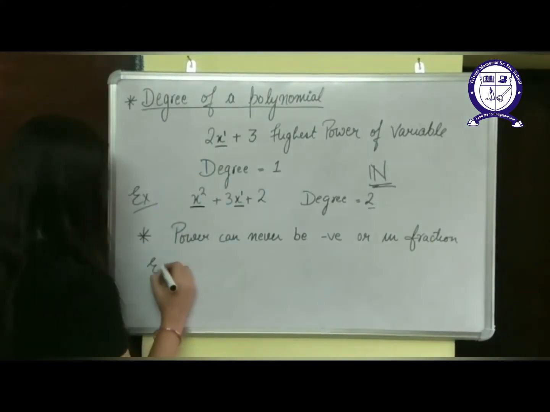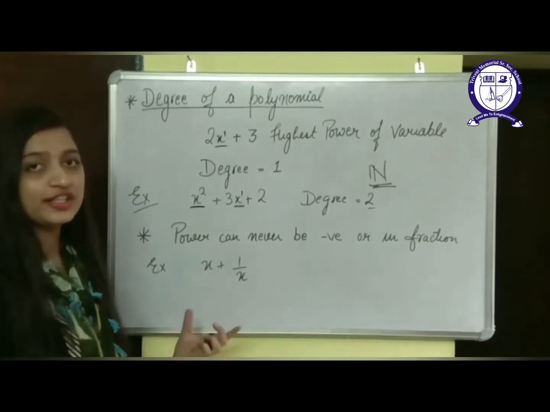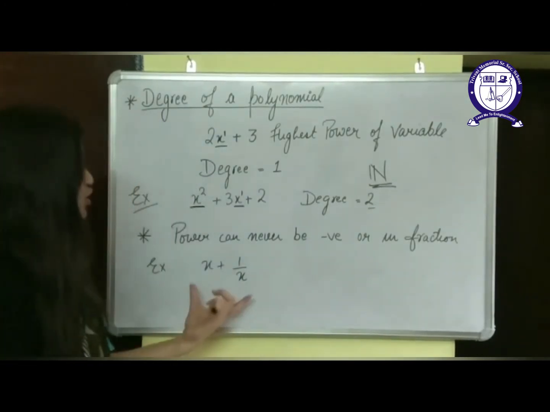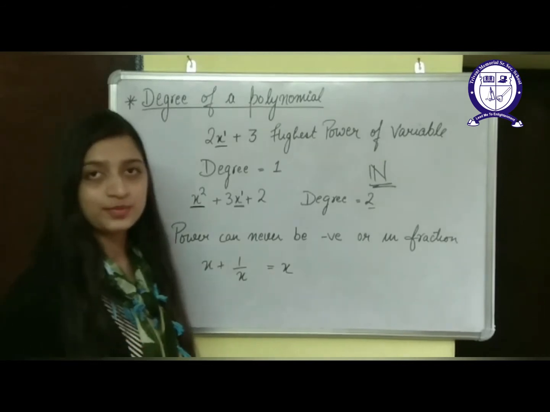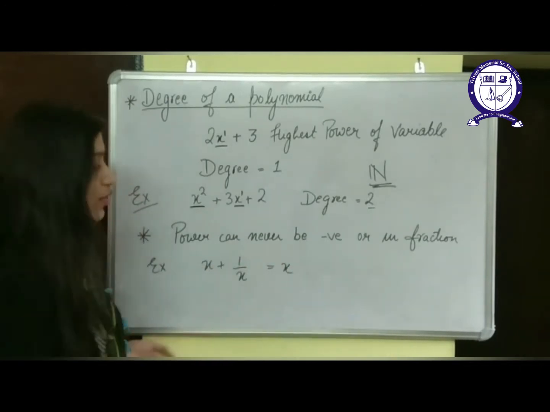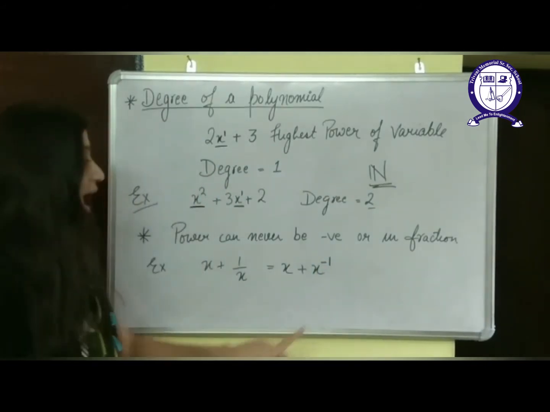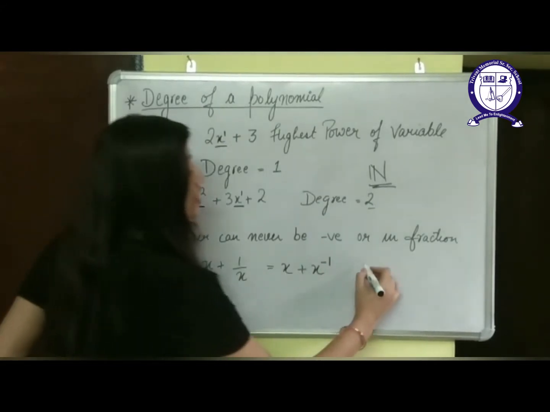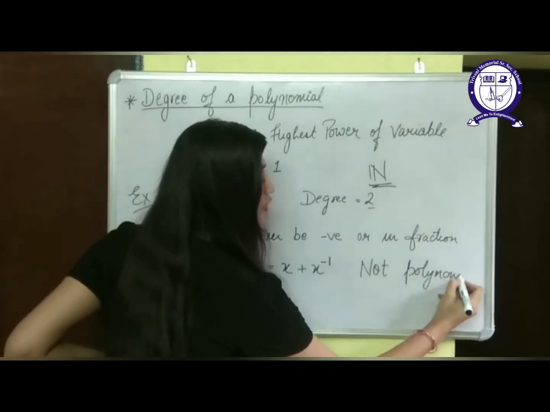For example, if I take x plus 1 by x. We need to classify whether it is a polynomial or not. Looking at it, we know the rules of exponents: whenever something is in the denominator, I can bring it to the numerator by using negative powers. So this 1 by x will be x raised to the power minus 1. And if an expression has a negative power, then it is not a polynomial.